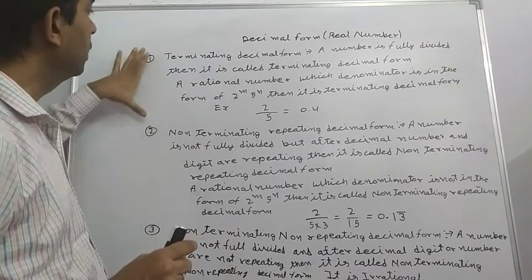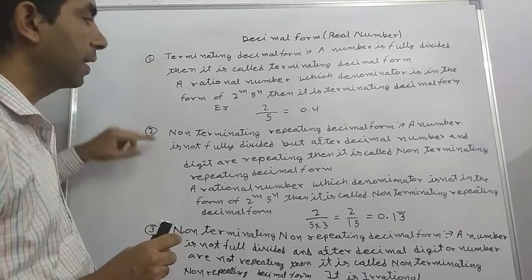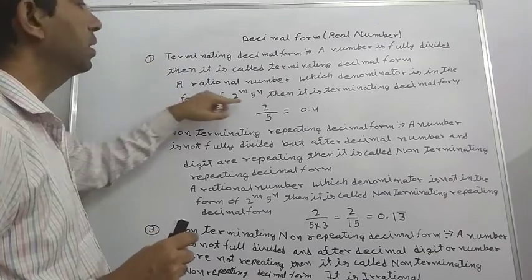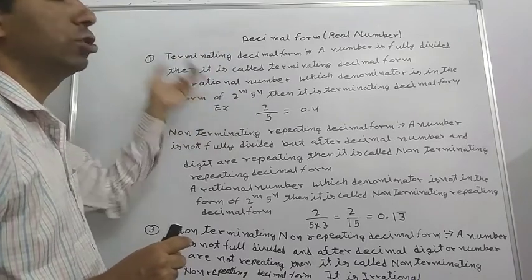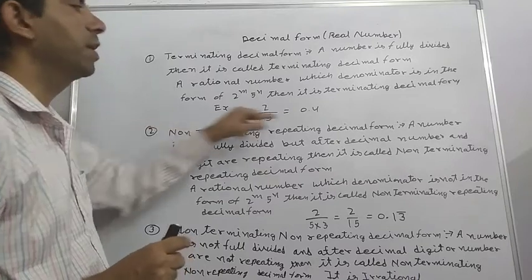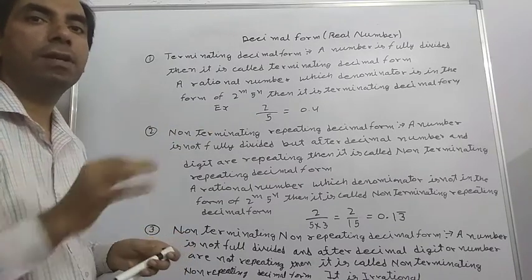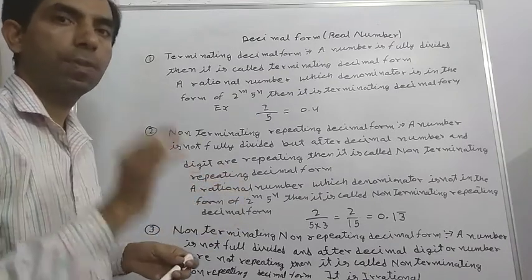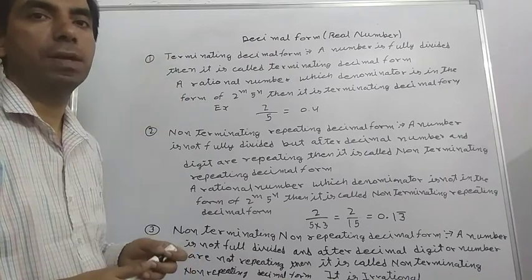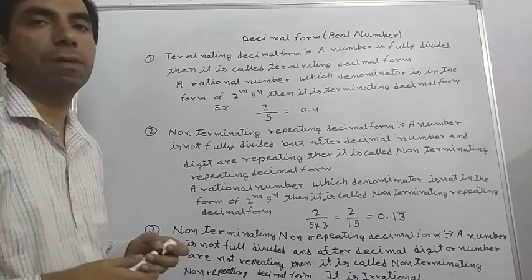If a number is real, then we have only two conditions: first, terminating, second, non-terminating. If the denominator is 2 power m, 5 power n, then it is terminating decimal form. If it is not, then it is non-terminating repeating decimal form. That's why every rational number is either terminating decimal form or non-terminating repeating decimal form. It is never non-terminating, non-repeating decimal form.